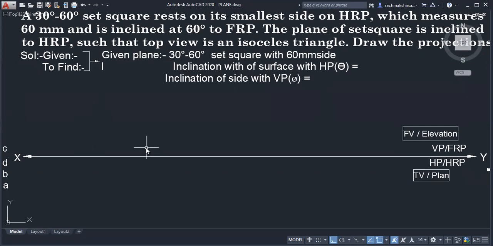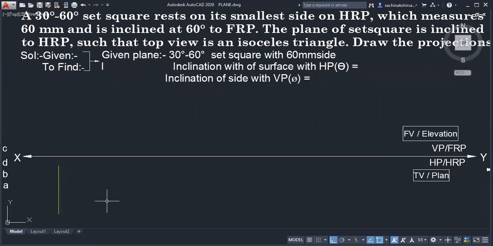In HP, I have to draw a true shape. How much length do I have to draw, suppose, towards the left hand side? First, 60. So this will be the 60 length. Now here I have to complete this 30, 60, 90 triangle.